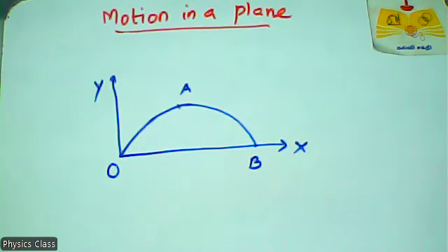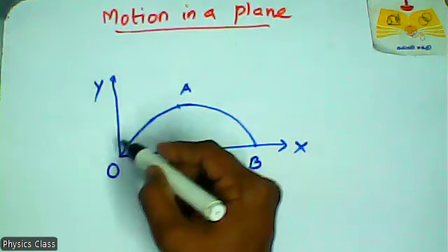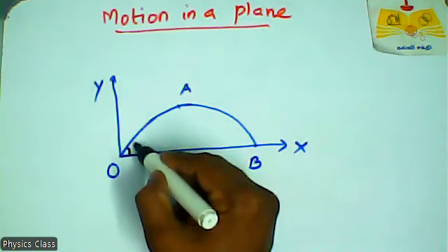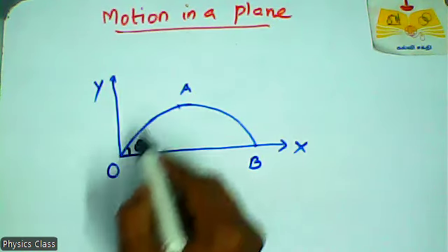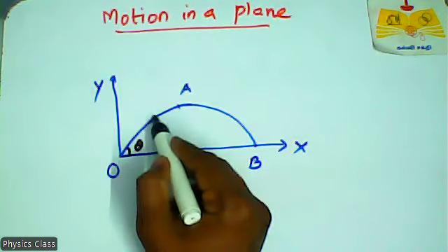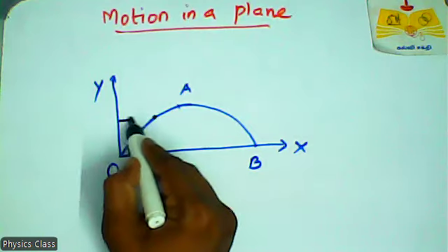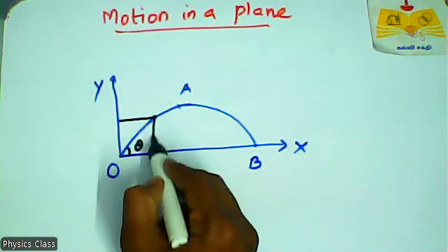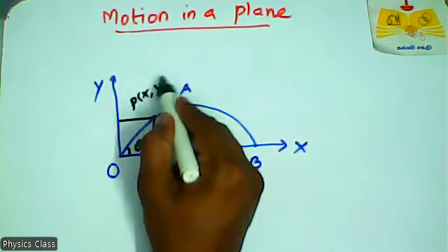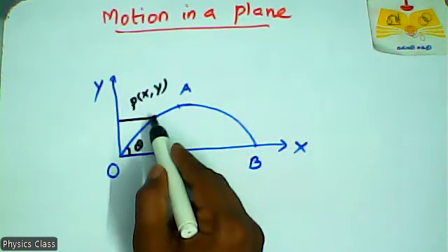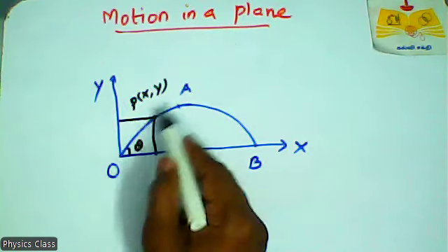Here AB as well as constant. In this place, the object is thrown with some angle with the horizontal. Suppose at one position, the object is represented by the x and y axis, which means x comma y. This is the position of the object at any position along this path.